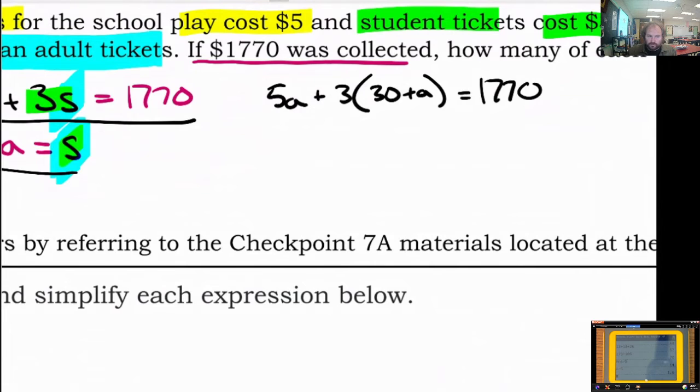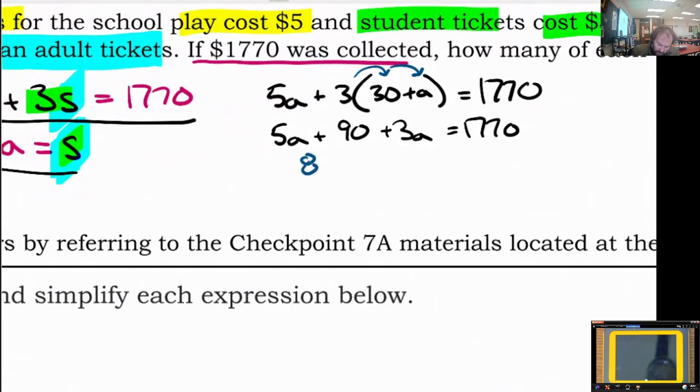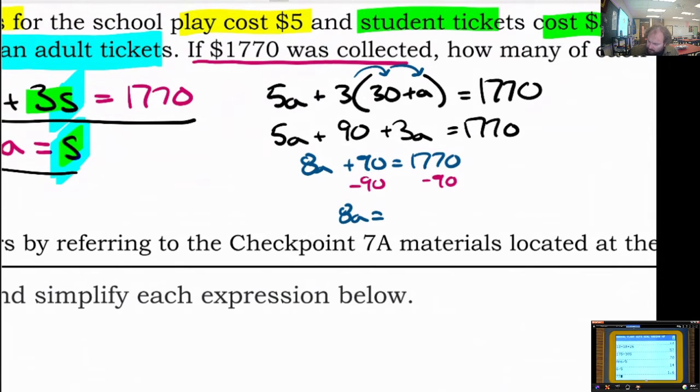All we got to do here is distribute the 3 and solve for A. So let's start by distributing our 3, we're multiplying. So this is 5A plus 90 plus 3A, which equals 1770. Then we're going to add together the 5A and the 3A and get 8A plus 90 equals 1770. We'll subtract 90 from both sides, and we'll get 8A equals, let's see, this is 1770 minus 90, which is 1680.